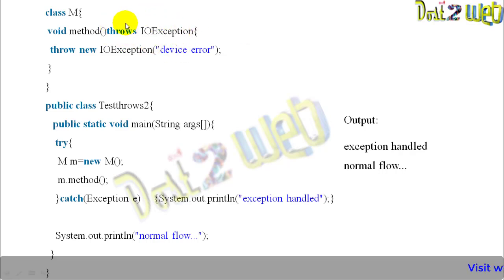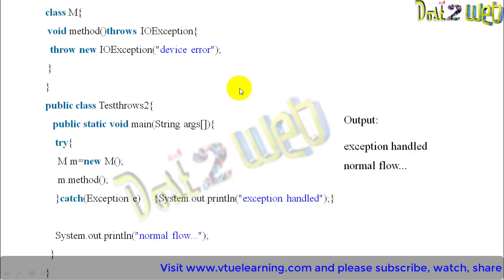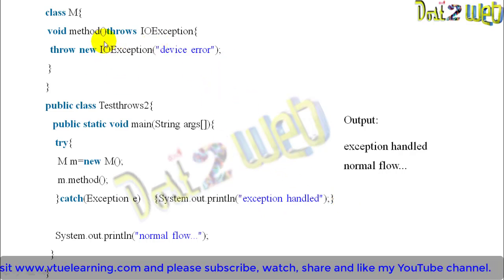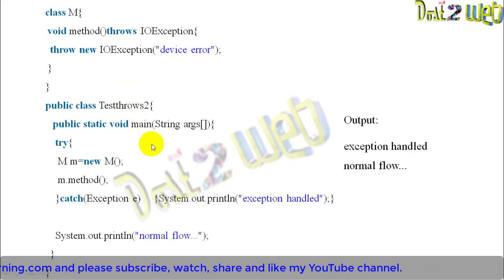As per the definition, throws is used to declare an exception. So we have declared the exception, which means the exception is handled. That is why it will print here exception handled and continue the normal flow of the program. If it is not handled, then the exception will occur here.